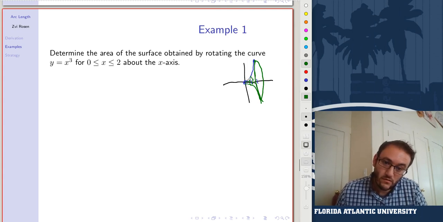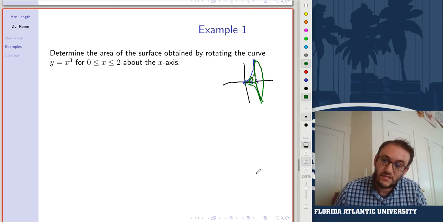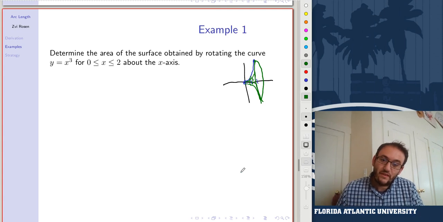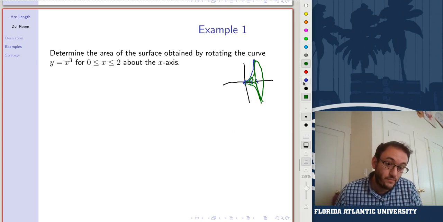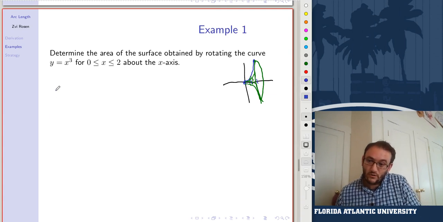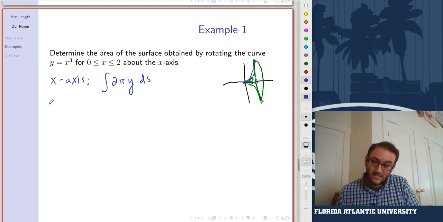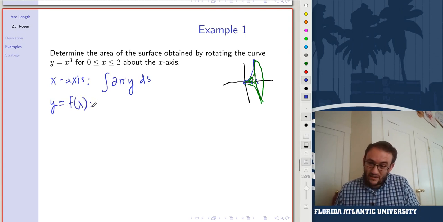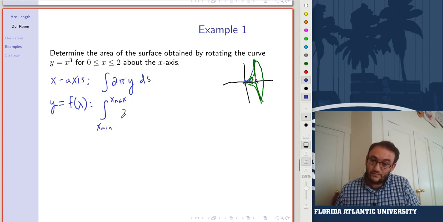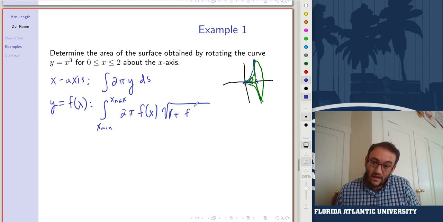Yeah, that's our surface of revolution. So now that we have a sense for what that might look like, we're going to use the formulas that we derived to compute the surface area. We note that we're using the x-axis, which means that the correct formula is the integral of 2 pi y ds, and we note that y is a function of x, so we should translate everything into that form, which gives us the integral from x min to x max of 2 pi f of x times the square root of 1 plus f prime of x squared dx.